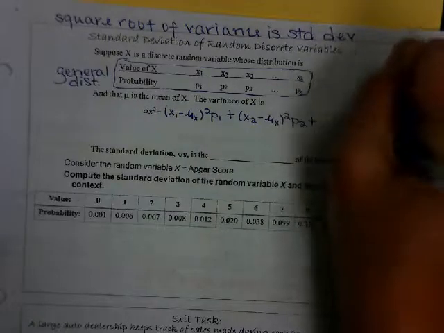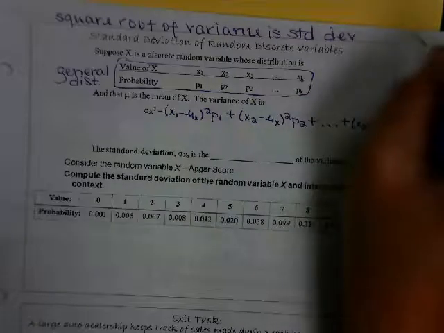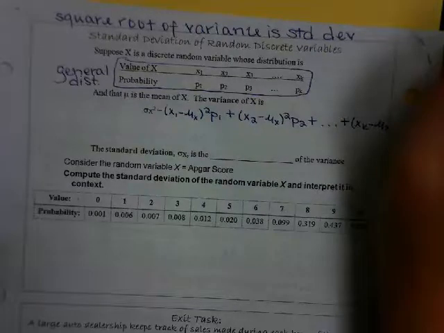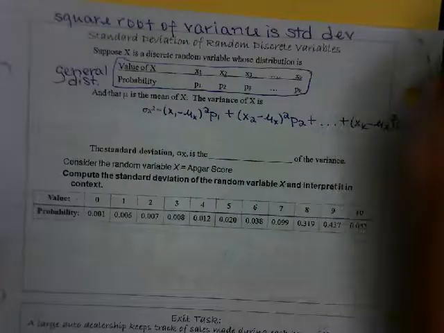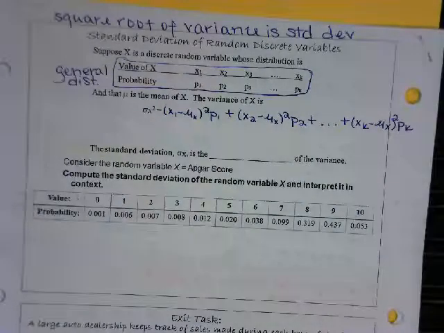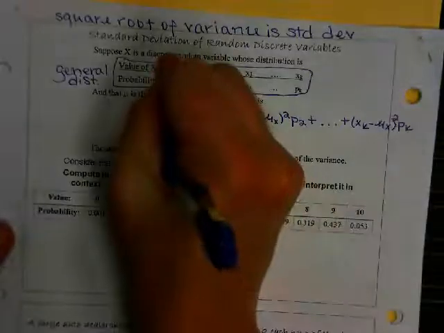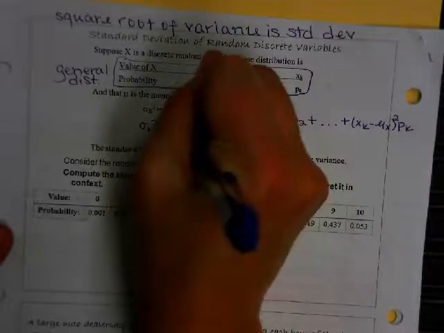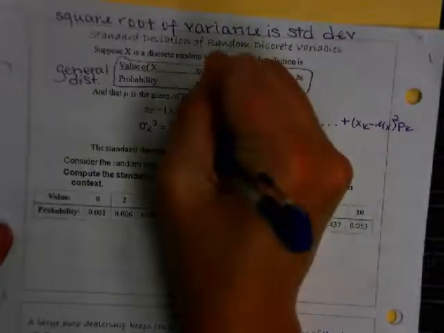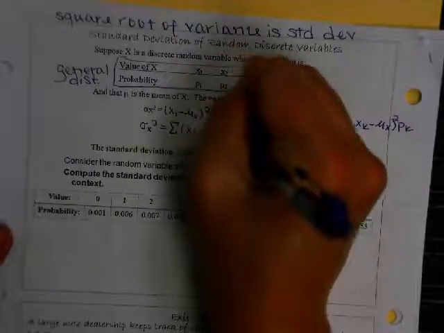Rather than write it out like that, we use the summation notation. So it would be the sum of the x's minus the mean squared times their probabilities. Standard deviation is the square root of the variance.